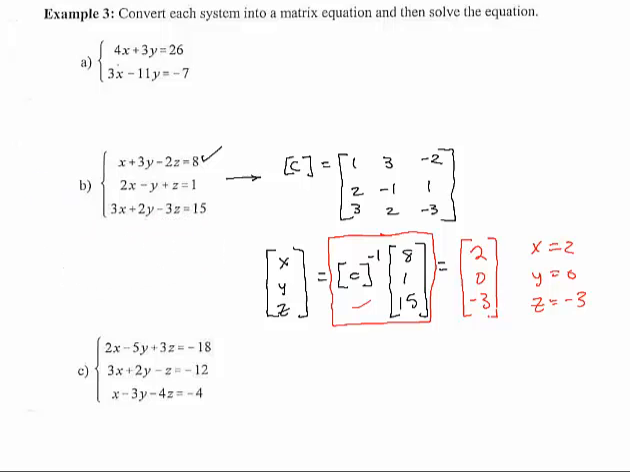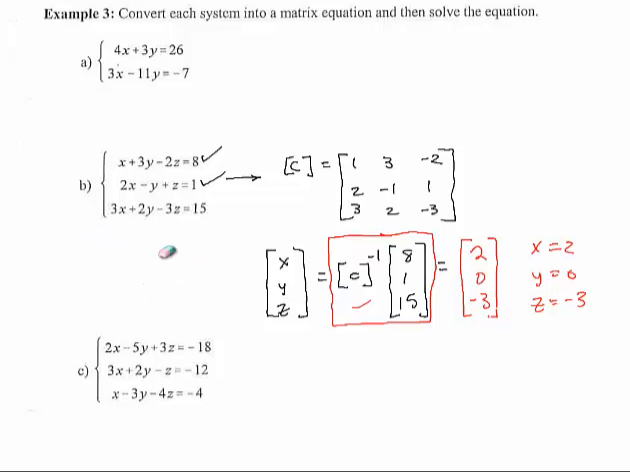What about the second equation? 2x, so 2 times 2, minus y, which is 0, plus a negative 3. Does that equal 1? Well, we get a 4 minus 3. Yes, that does equal 1.